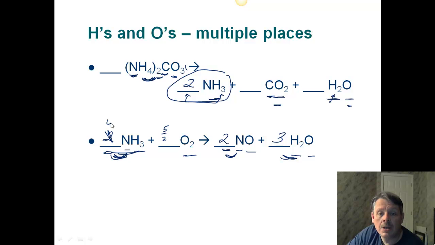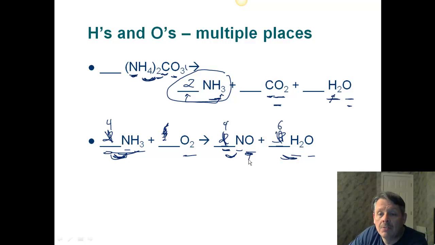If I take this and double it to 4, and I take this 2 and double it to 4, and I take this 3 and double it to 6, well, now I've got 4 nitrogens on both sides. That's cool. And I've got 12 hydrogens on both sides. That's cool. Well, how about my oxygens?